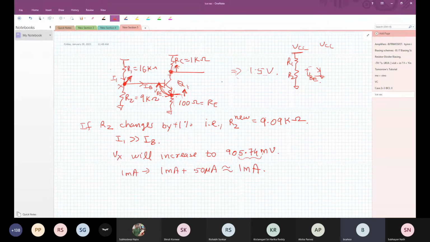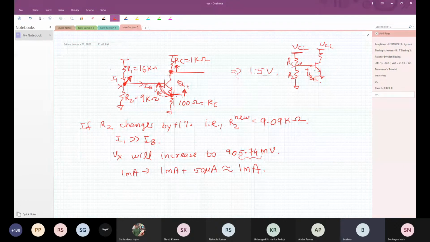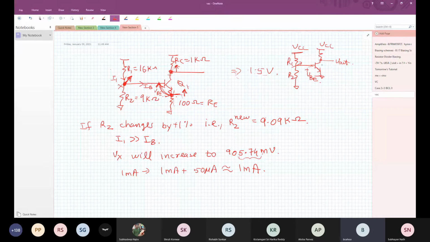But here, in this case, that doesn't happen. If this voltage changes due to some reason, then the drop will reflect directly as a VBE and it will change the current and mess up your output, the DC current flowing through the transistor. So that is why this circuit is pretty robust to any changes in the Vx.